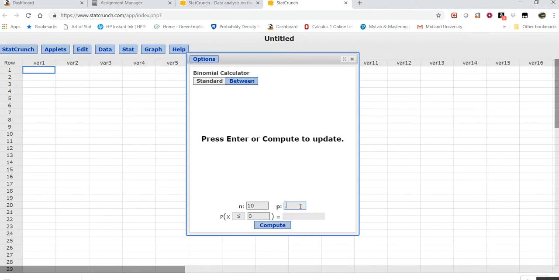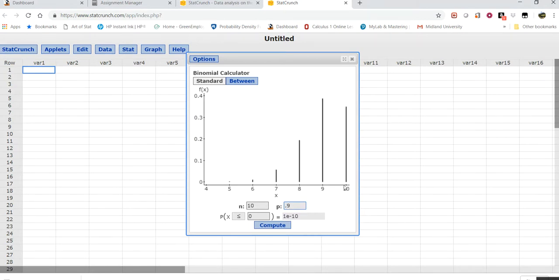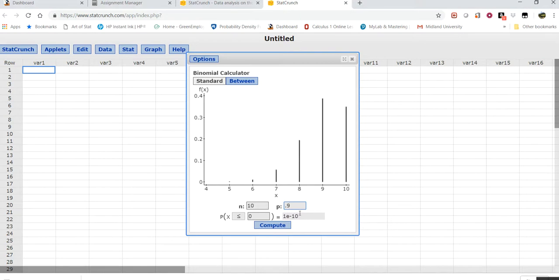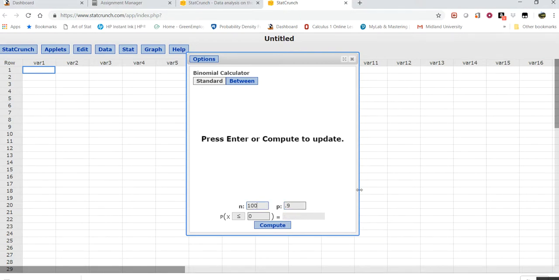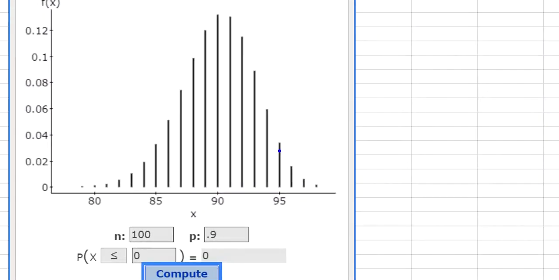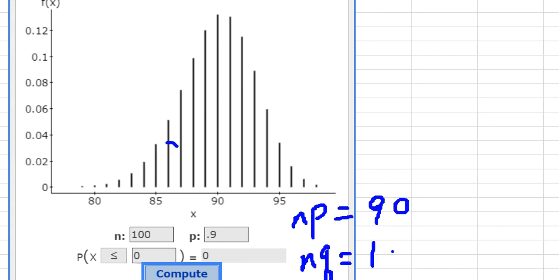Similarly, if I change p to 0.9, which means q will be 0.1, then n times q will be just 1 in this case. Take a look at the shape. This time it will be left skewed, right? Further to the left. Now what if we change n to 100? Let's take a look at that. In this case, n times p is actually 90, and n times q will be 100 times 0.1, which is 10.